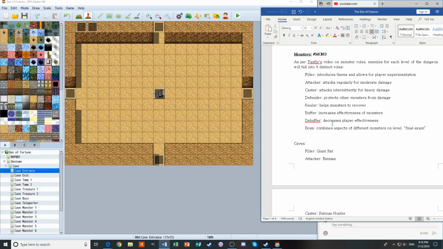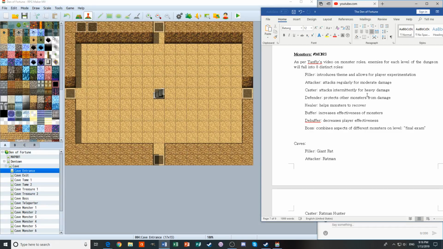So then we have the buffer and the debuffer, which do about what you'd expect. Buffer makes the monster stronger, debuffer makes the players weaker. Finally, there's a boss, which is a final exam. A good boss should play on the theme of the level, combining aspects of these monsters, but maybe also doing something, maybe not exactly new, but like doing a new take on the same theme or something along those lines. Right? So if the player has been paying attention and figured out how to deal with all the monsters, then the boss shouldn't surprise them too much, but you still want to have the boss be interesting, so there'll be some degree of surprise there.